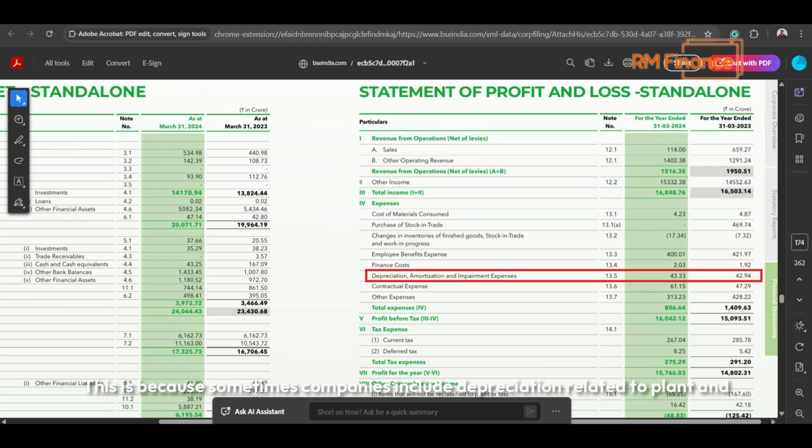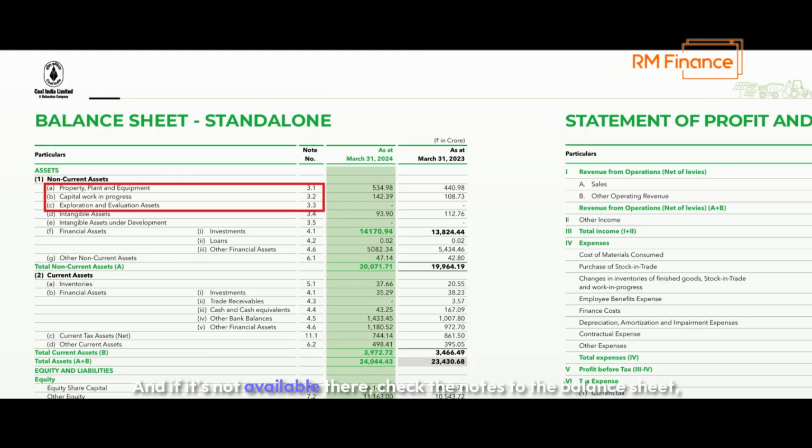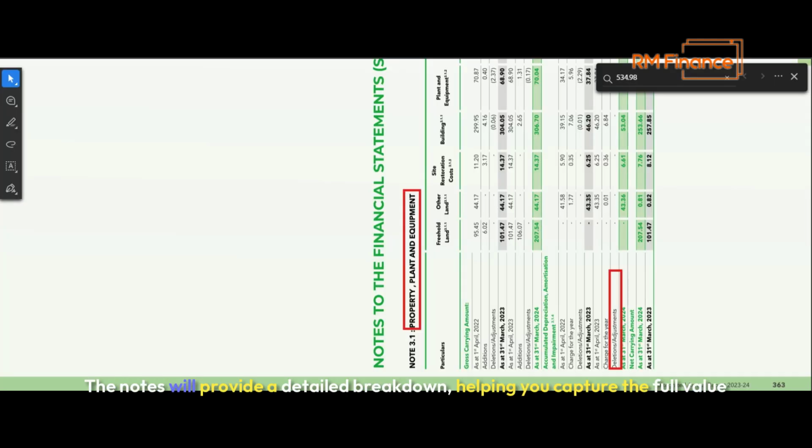This is because sometimes companies include depreciation related to plant and machinery in their cost of goods sold or cost of revenue, which might not be directly visible in the income statement. To ensure you're using the complete depreciation and amortization figure, refer to the cash flow statement. And if it's not available there, check the notes to the balance sheet, specifically the fixed assets section. The notes will provide a detailed breakdown, helping you capture the full value accurately.